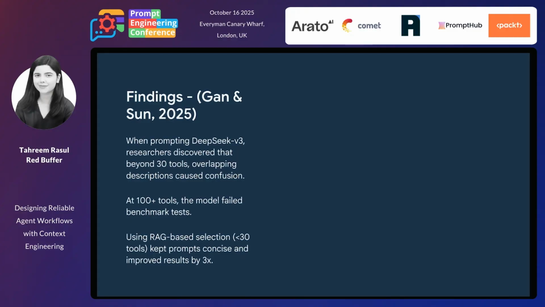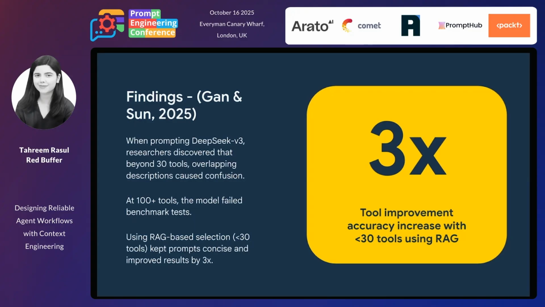They then used a RAG-based selection for tool loadout. This limited the tools to fewer than 30 and kept the prompts concise. They saw a 3 times increase in accuracy across all of the benchmark metrics when using this strategy. RAG is one of the ways you can do it, and I'm sure there are other ways. For example, if you know all of the different behavior modes for your agent, you can group those together, and then based on the user query, you can judge and load from them. So that's also one of the ways.